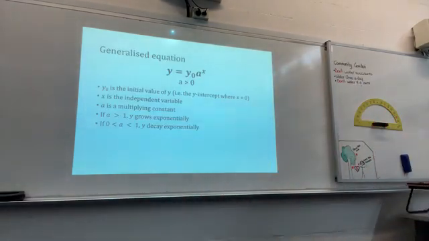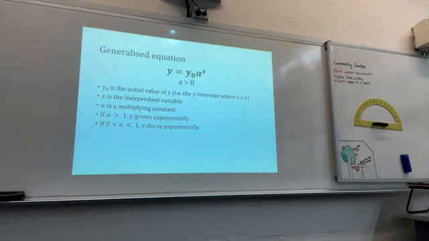Now, the generalized equation: y equals y naught times a to the power of x, where a is greater than 0. All right, a is a ratio. So y naught is the initial value of y, that is the y-intercept where x equals 0. x is the independent variable. Generally, in our case, we look at time. a is the multiplying constant, or the ratio.